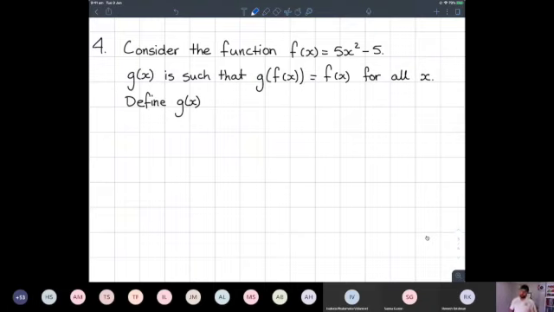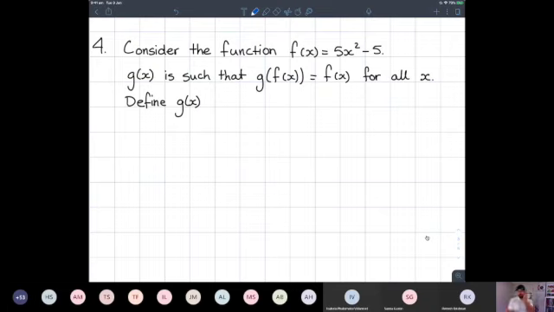And we don't know what g of x is, but we know that g of x is a function such that when you substitute f of x back into it, so g of f of x, your answer is just 5x squared minus 5. It's just that original function. And that happens for all x. And you've been asked to then define what is g of x? What is that function? Anyone got any thoughts on what's going on there?